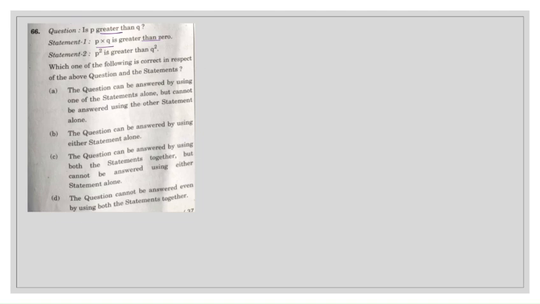The first statement says that P multiplied by Q is greater than 0. So what we know is that neither of P and Q is 0, because if we multiply a negative by a negative, it will go positive, and multiplying a negative by a positive, it will be less than 0. But they are saying that it is greater than 0, which means that neither of P and Q is equal to 0. Then statement 2 says that P square is greater than Q square.